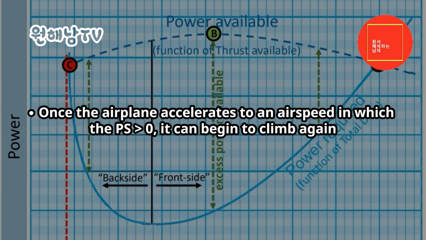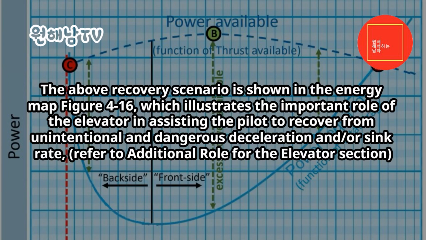Once the airplane accelerates to an airspeed in which the PS is greater than 0, it can begin to climb again. The above recovery scenario is shown in the energy map, Figure 4-16, which illustrates the important role of the elevator in assisting the pilot to recover from unintentional and dangerous deceleration and/or sink rate. Refer to the additional role for the elevator section.